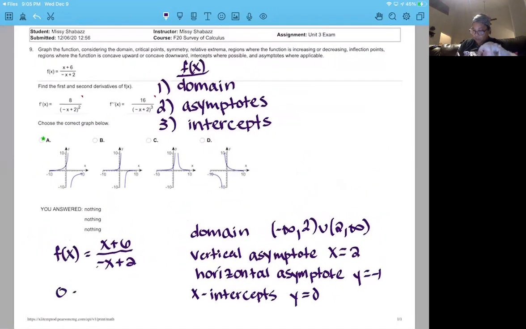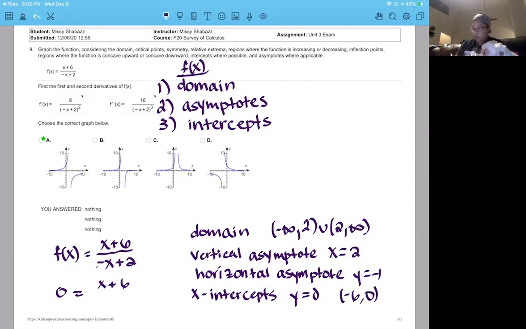So if y equals 0, I have (x plus 6) over (negative x plus 2). I'm going to multiply both sides by negative x plus 2, and that's just going to leave me with x plus 6. So I'm going to get an x-intercept of -6. So -6, 0.